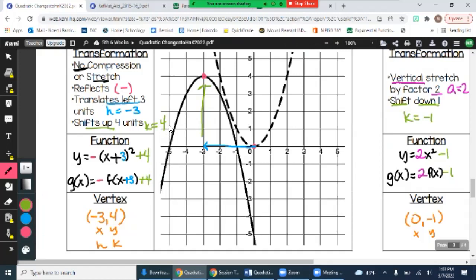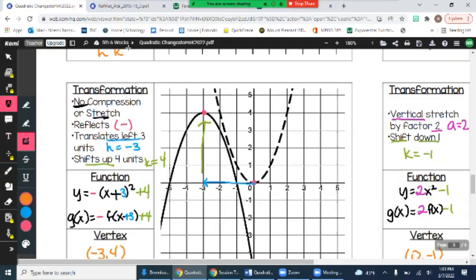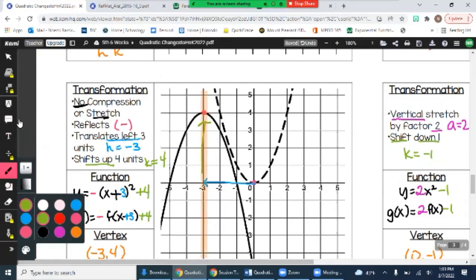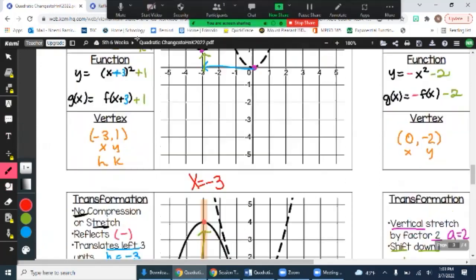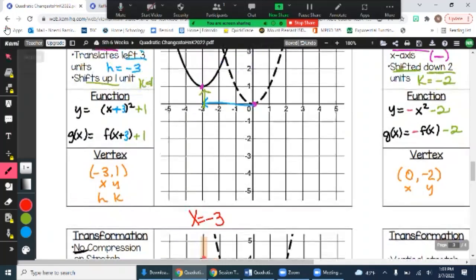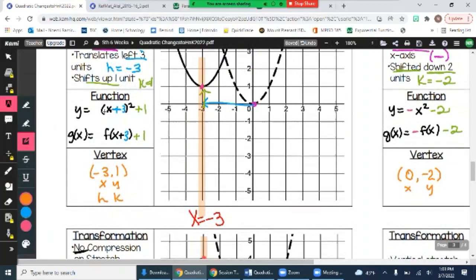Ready? Always helps. What is the axis of symmetry here? 1, 2. X equals -3. X equals -3. And it was x equals -3 for the previous one as well. It is x equals -3 for both of these, if you haven't noticed.